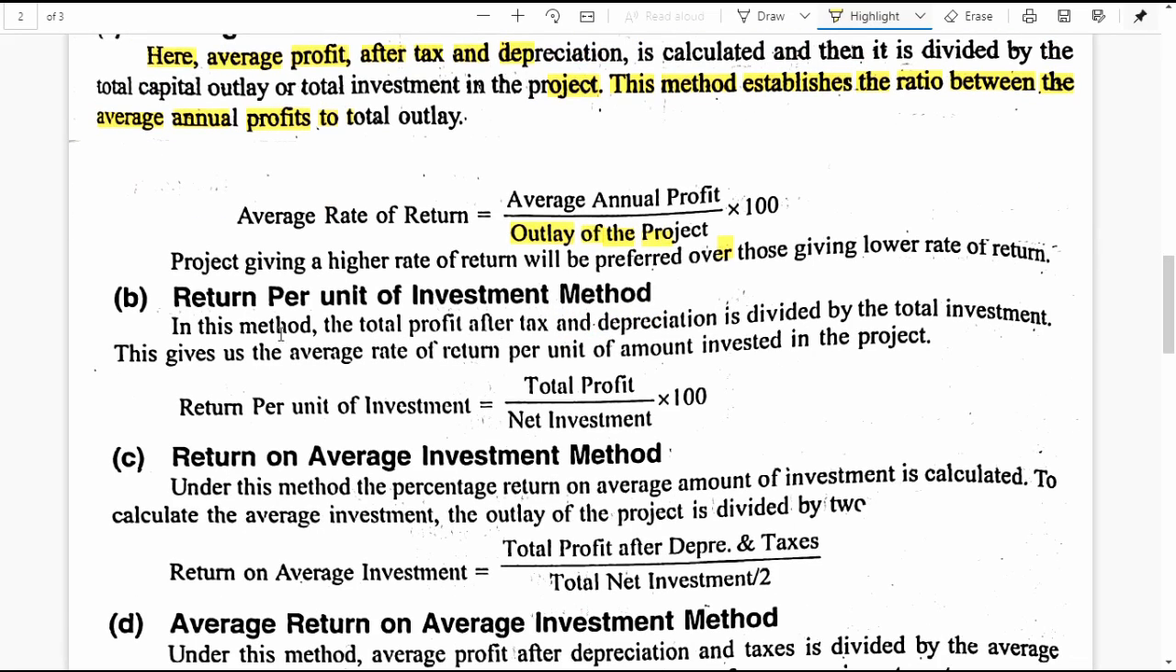The second one is the return per unit of investment method. In this method, the total profit after tax and depreciation is divided by the total investment. This gives the average rate of return per unit of amount invested in the project. The formula for this calculation is total profit divided by net investment into 100, so it will come in terms of percentage.